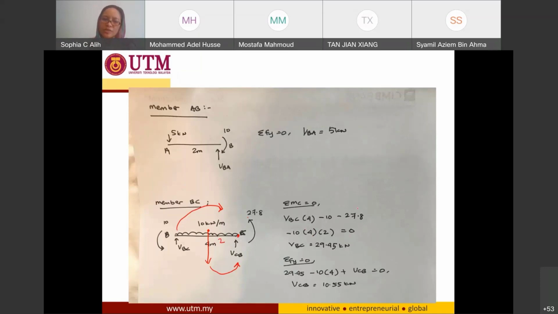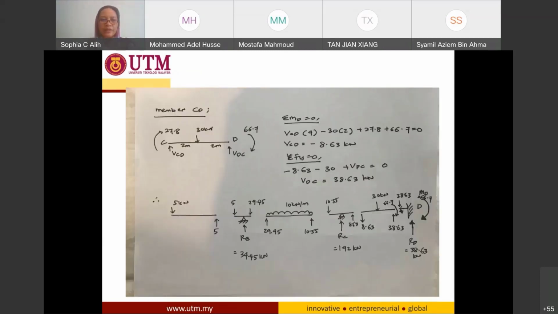So if I solve this equation, I will have VBC 29.45, and using the total Fy equal to 0, I will have my VCB equal to 10.55 kilonewton. So the direction is correct because all are positive values.